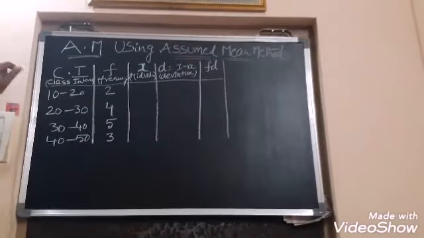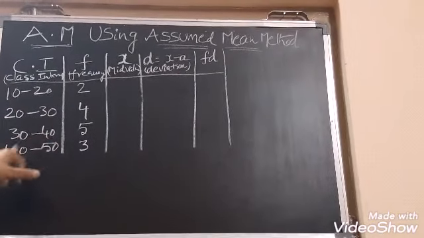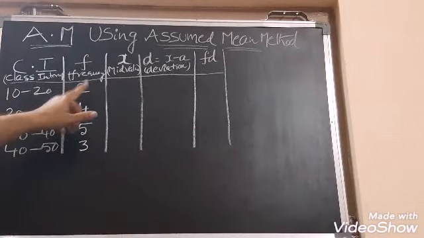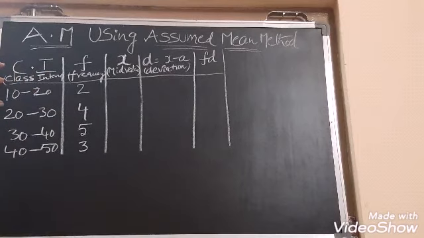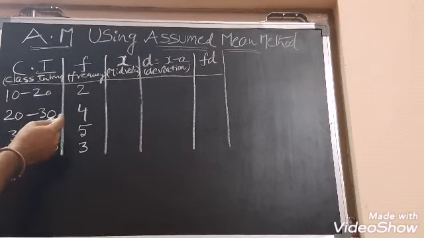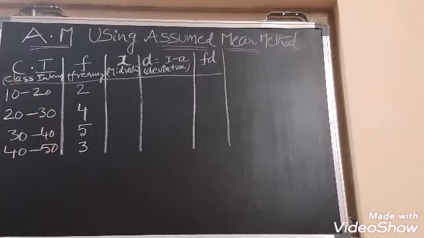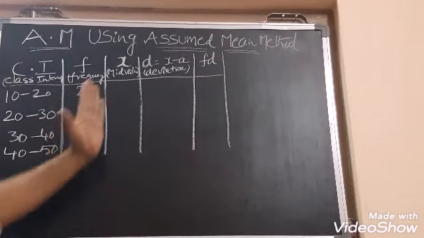Here the class intervals have been given like this: 10-20, 20-30, 30-40, 40-50. So the frequency: 2 members obtained marks between 10 and 20, 4 persons obtained marks between 20 and 30. Like this he has given. This is frequency. And now we have to find out the mid value.